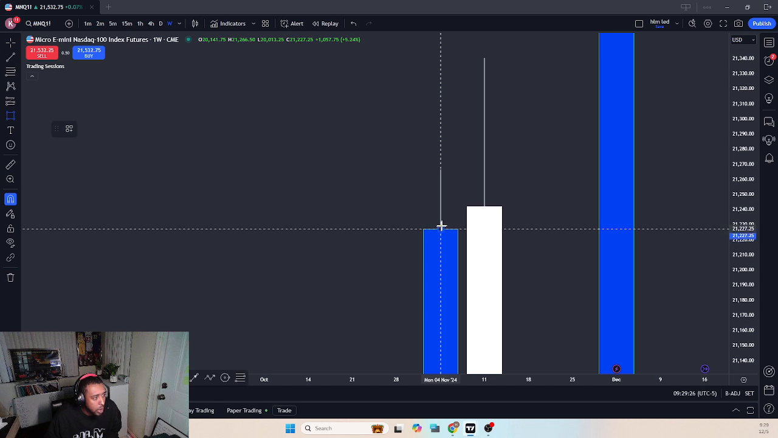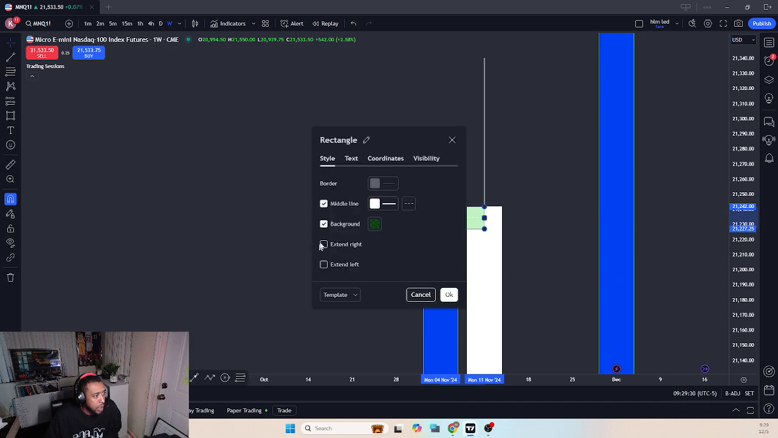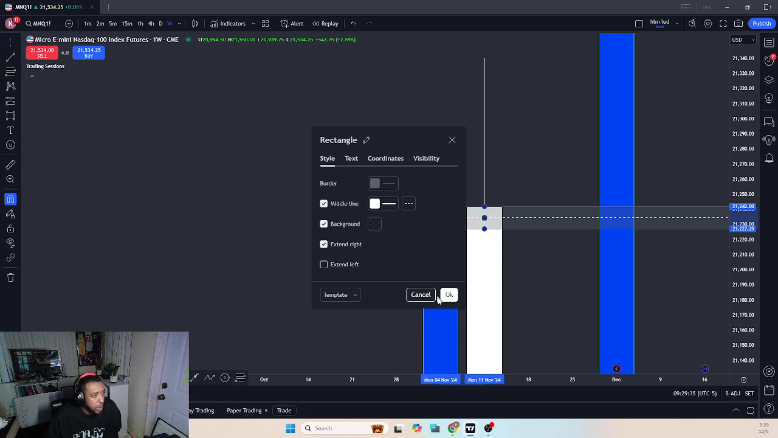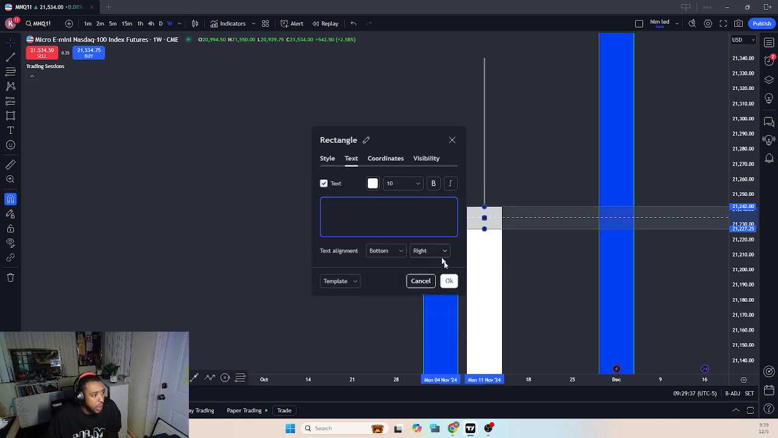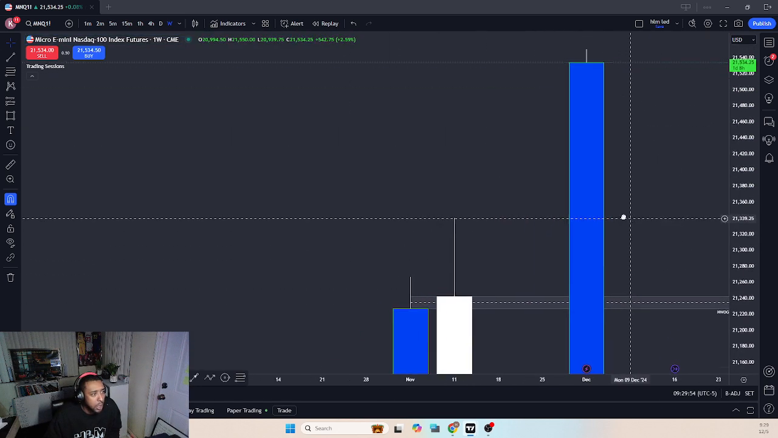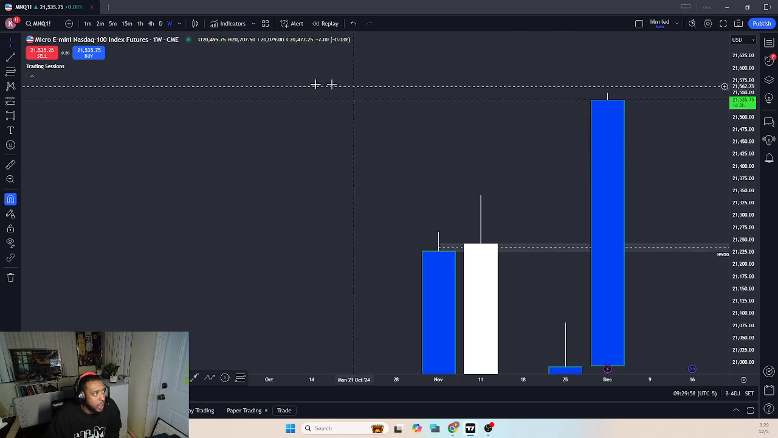So I draw from the close to the open, and then I extend it across, turn that gray, and then notate it as new week opening gap. Alright. And then I'm gonna lock it. So that's one. And then I'm gonna draw the previous 3 days, the new week high, the week's high.